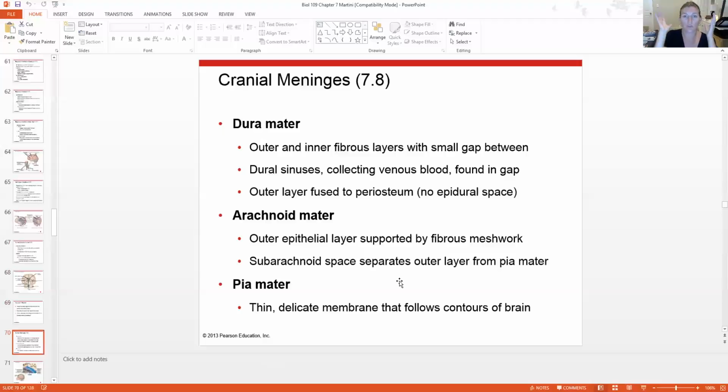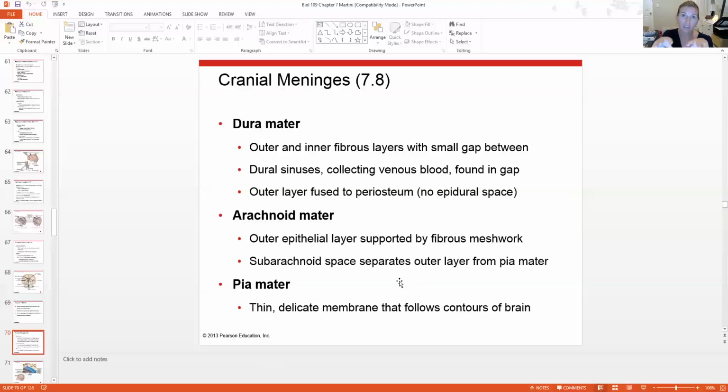So typically, if you're doing a dissection or if you're in a head injury and they have to do surgery, when they take your skull off, they take your cranial bones off, the dura mater is automatically going to be fused with the periosteum of your skull bone. Same thing with the arachnoid matter. That outer epithelial layer is supported by a fibrous meshwork, and the subarachnoid space will separate it from the pia mater, which is the innermost lining.